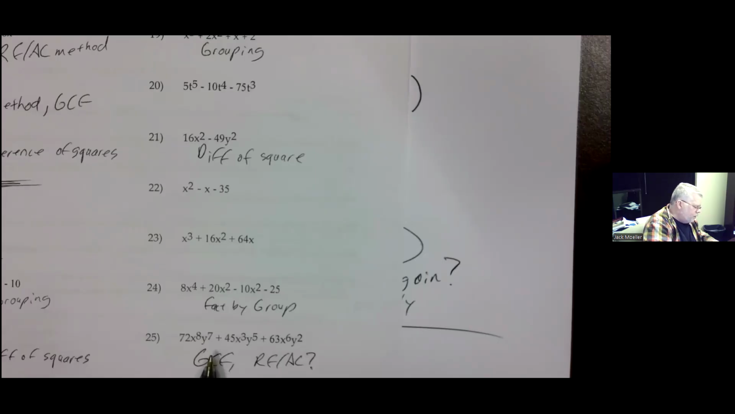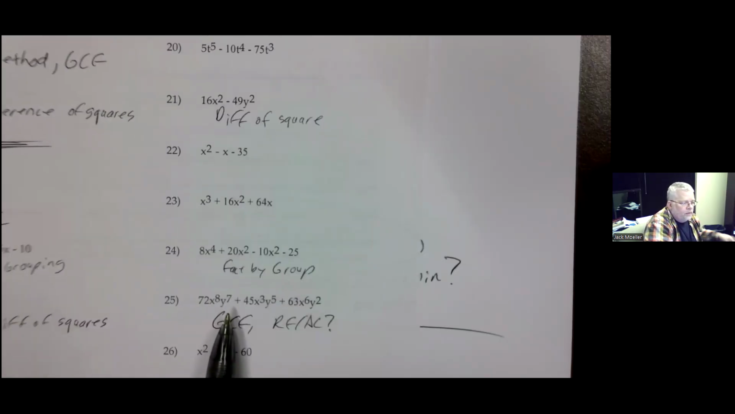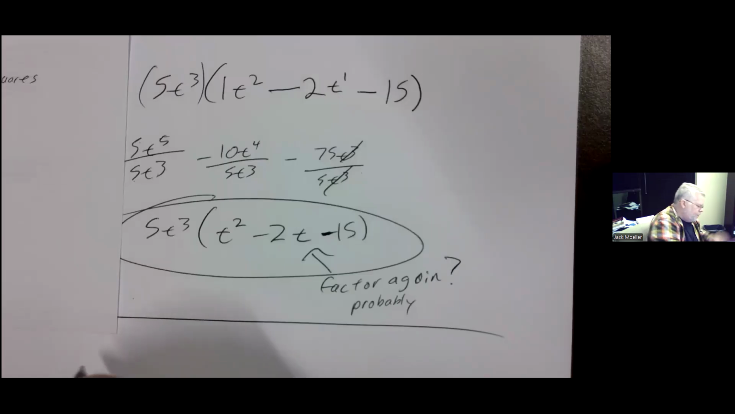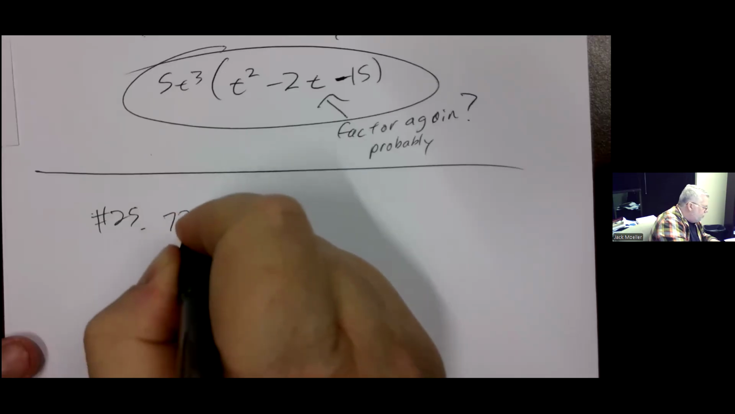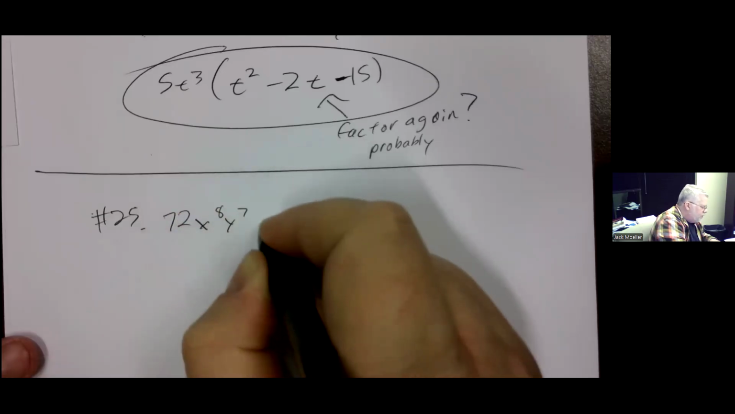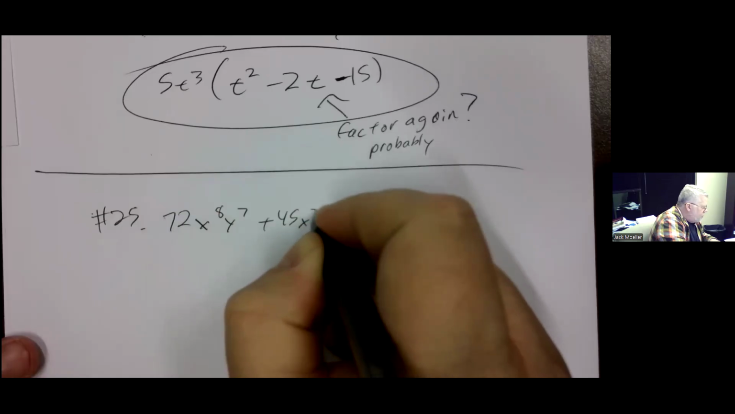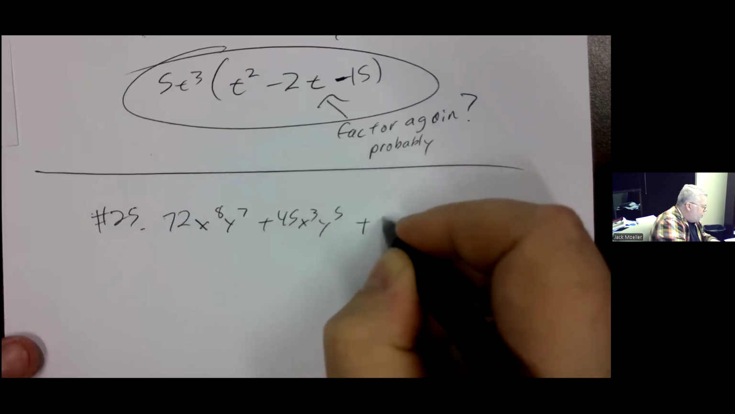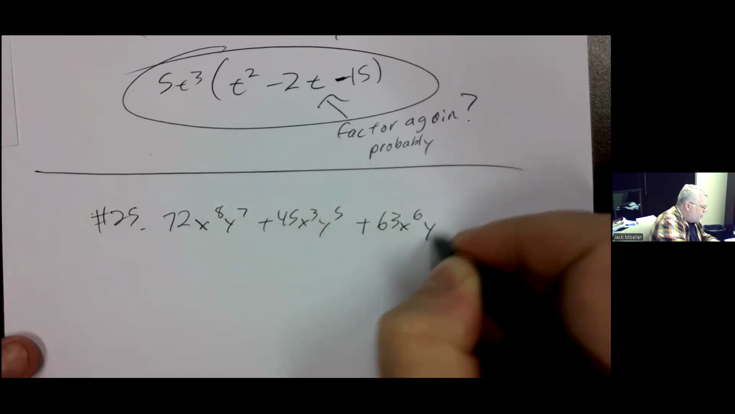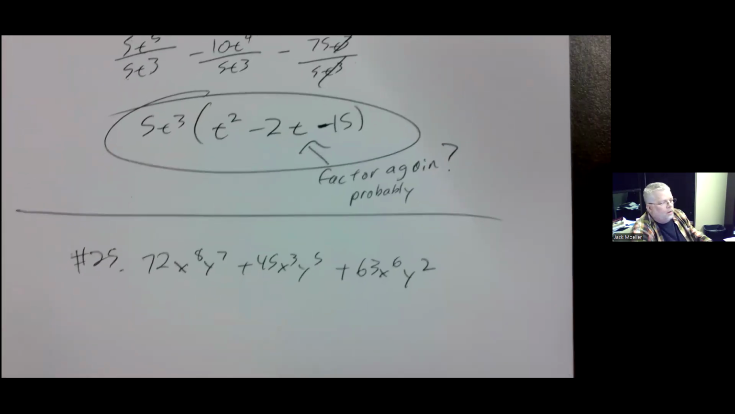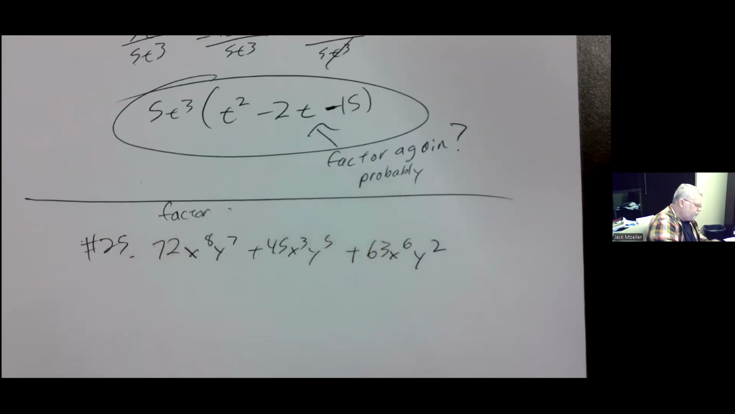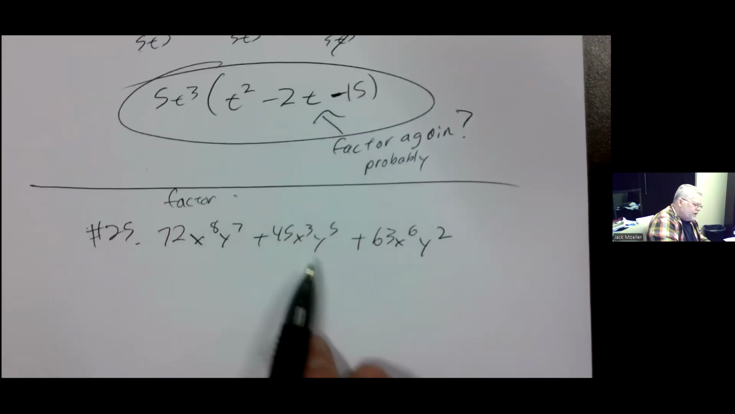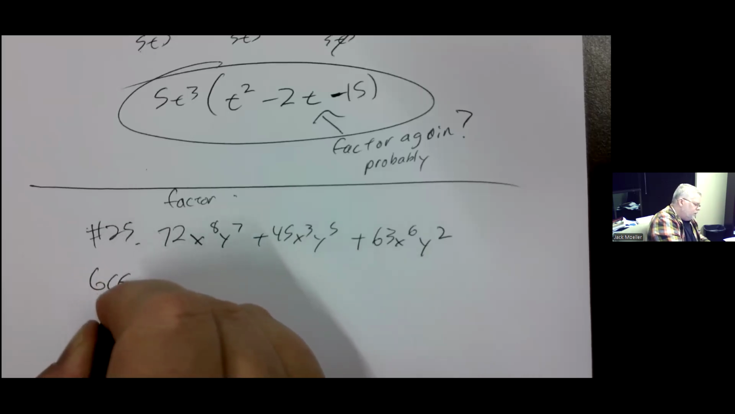So here's one of my favorite, 25. This is definitely a messy version of this. We're doing 72 x to the 8th, y to the 7th, plus 45 x cubed, y to the 5th, plus 63 x to the 6th, y squared. All right. There's definitely a GCF because all of them have x's, all of them have y's. So let's look for that GCF.